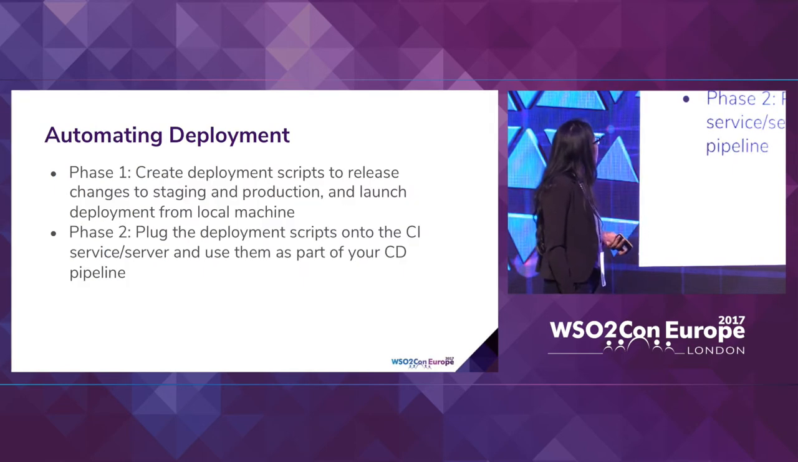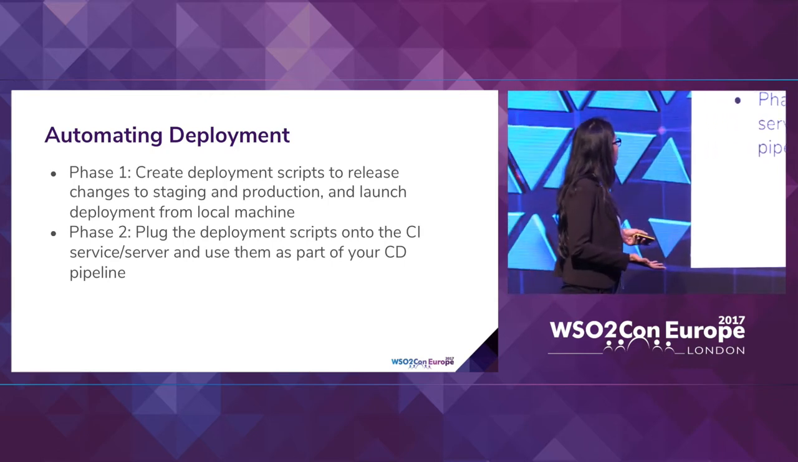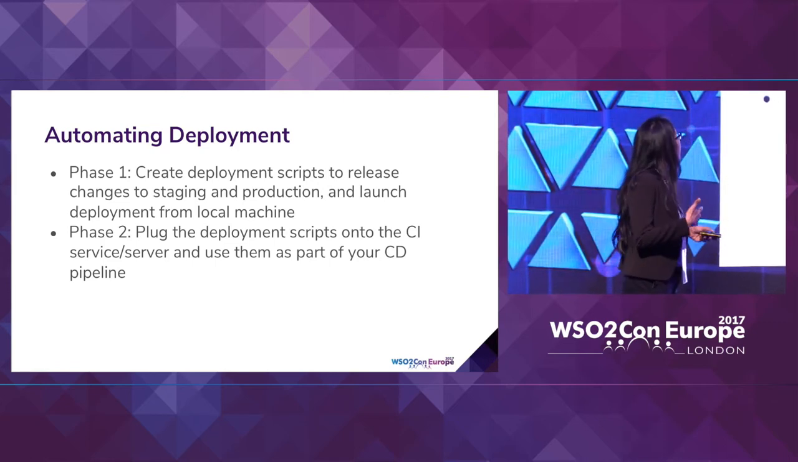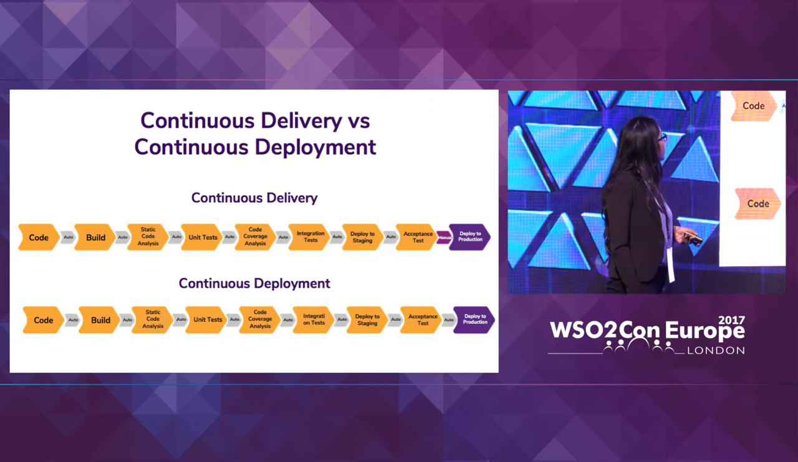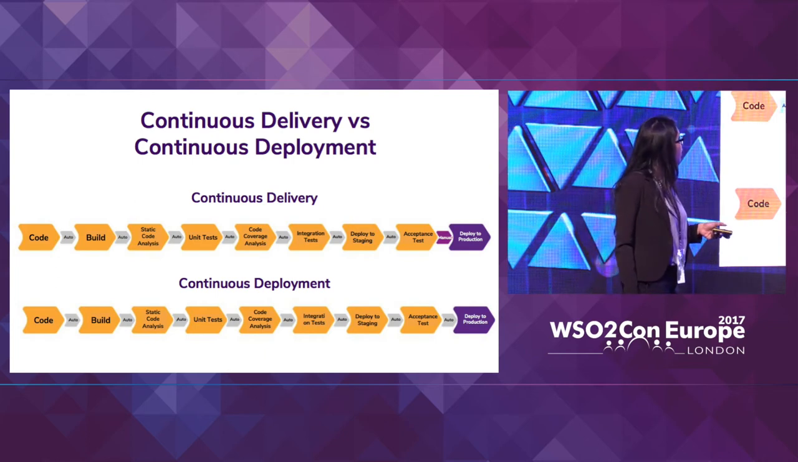So for automating deployment, you can create deployment scripts to release changes to staging and production and launch deployment from the local machine. And then as a second phase, you can plug the deployment scripts onto the CI server and use them as part of your CD pipeline. So this is how you can go from CD to CD, or let's call it CDEP, right? So, continuous delivery versus continuous deployment. The change here is that in continuous delivery, deploying to production is a manual process. But in continuous deployment, everything goes up to production and it's all automatic.